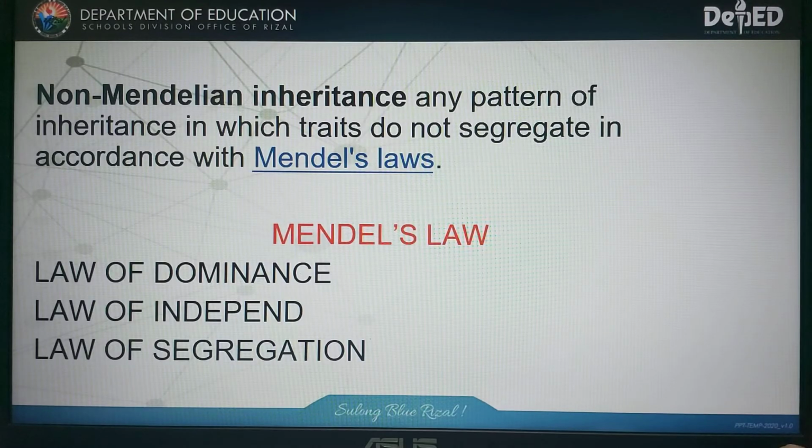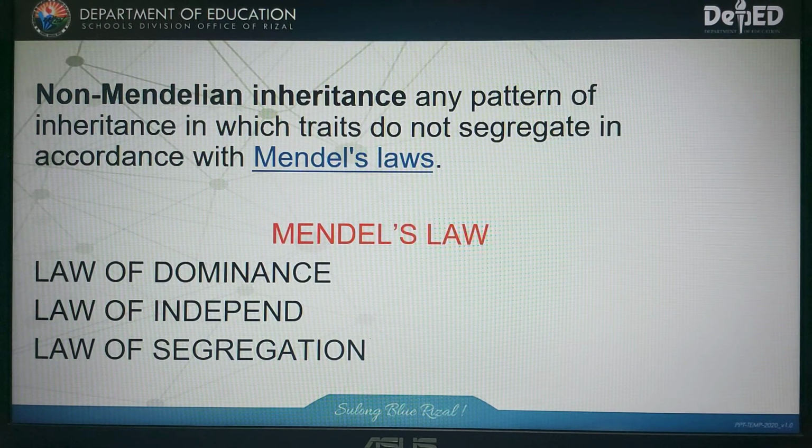Pag sinabi nating non-Mendelian inheritance, it is any pattern of inheritance in which traits do not segregate in accordance with Mendel's law. It is very self-explanatory. Any pattern siya ng inheritance na hindi susunod sa Mendel's law ay tinatawag na non-Mendelian inheritance. Ano-ano nga ba ang law of Mendel or Mendel's law?